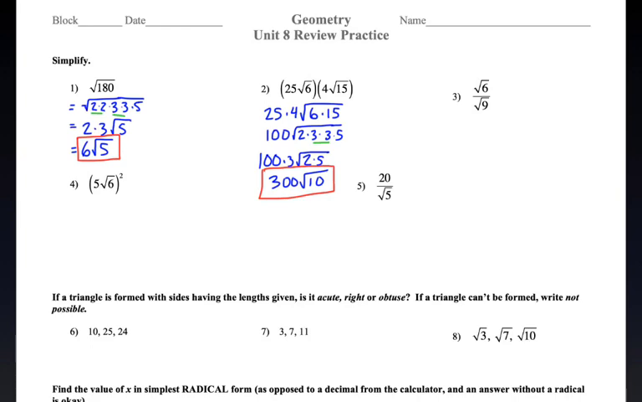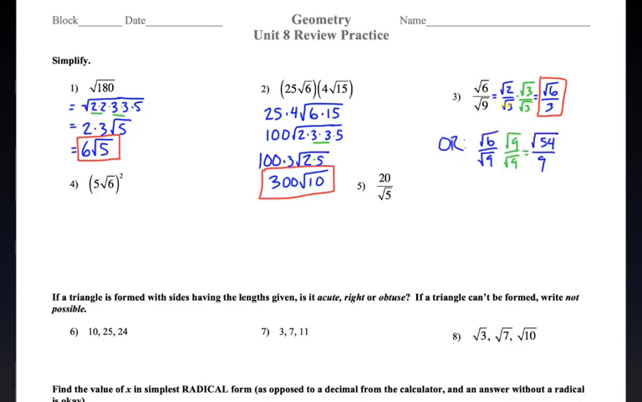I'm going to offer you 3 ways to do number 3. The first way is to first reduce. Now, I've got a radical on the bottom. We can't leave it that way. You have to multiply by the square root of 3 over the square root of 3. Multiply straight across. Square root of 2 times square root of 3 is square root of 6. Square root of 3 times the square root of 3 is 3, and that is simplified.